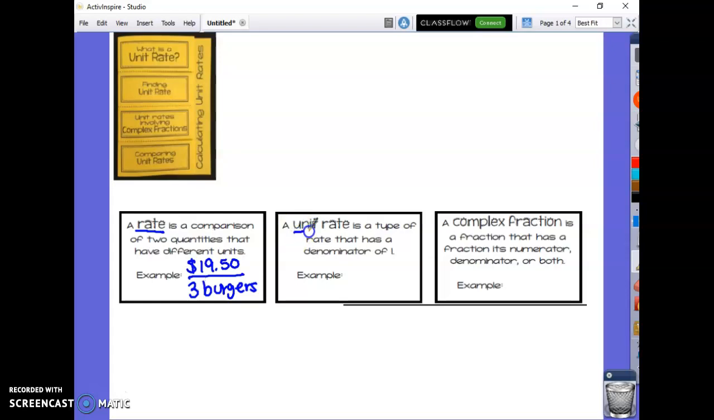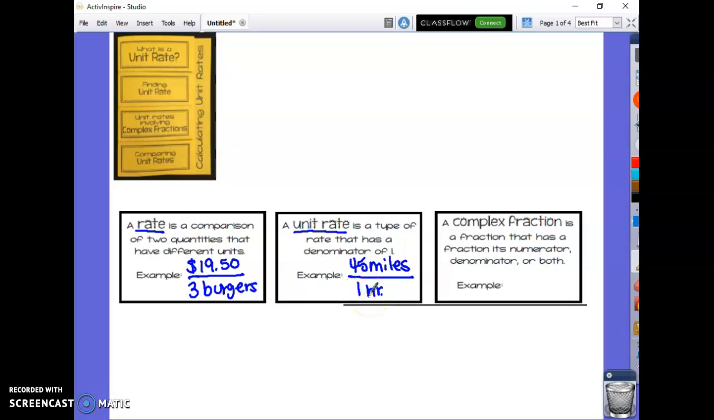Okay, a unit rate, on the other hand, is a type of rate that has a denominator of 1. So instead of a 3, it would have a 1, and that would be a unit rate. An example of that is 45 miles over 1 hour, or 45 miles per hour.